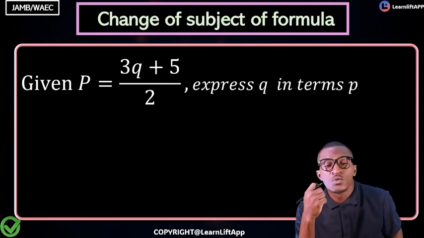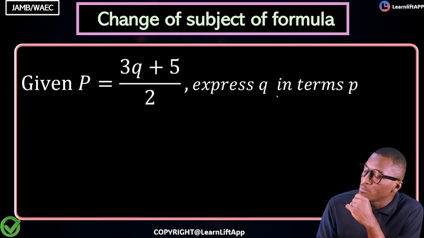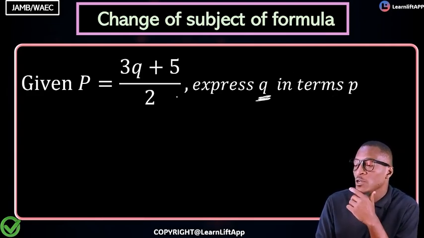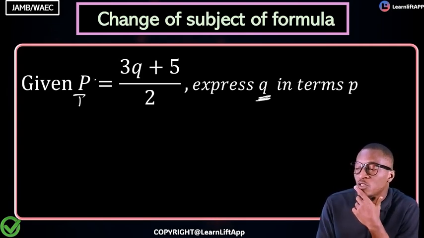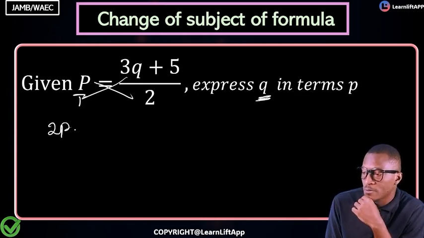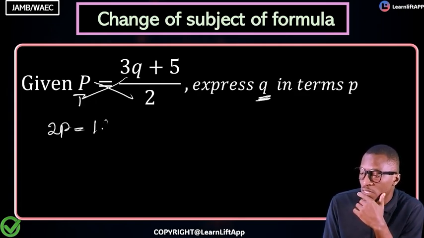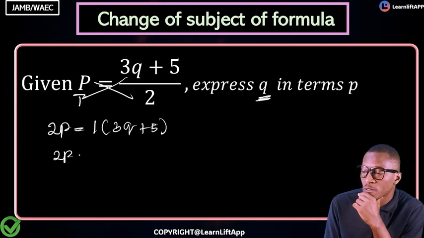Given that p is equal to (3q plus 5) over 2, express q in terms of p. Express q, that means make q the subject of the formula. How do we solve this? First, this is like over 1, so I'm supposed to cross multiply. 2 times p becomes 2p, is equal to 1 times 3q plus 5. This is the same thing as saying 2p is equal to 3q plus 5, because 1 times 3q is 3q and 1 times 5 is 5.